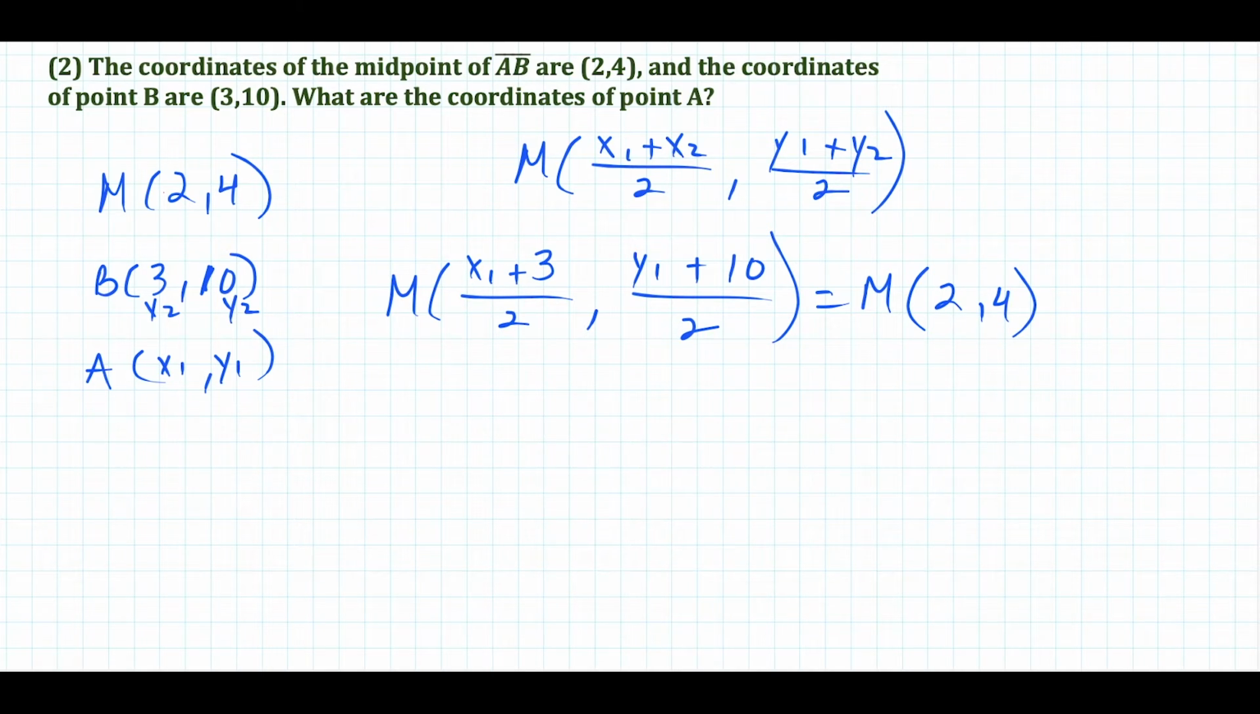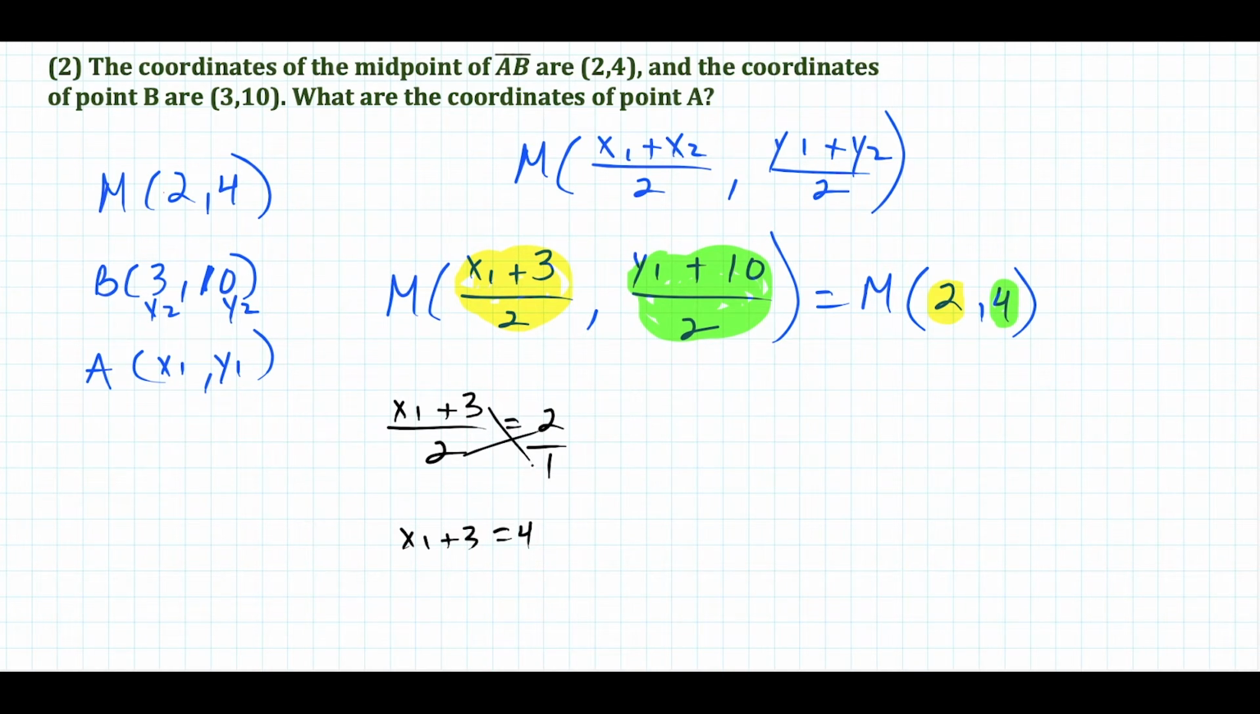The only way for this to work out is if the x coordinate, x1 plus 3 divided by 2, is equal to 2, and the y coordinate, y1 plus 10 divided by 2, is equal to 4. So we could set up two separate equations. We set up x1 plus 3 divided by 2 equal to 2, and solve this first. Cross multiplying, we have x1 plus 3 is equal to 4, and subtracting 3 on both sides tells us that x1 is equal to 1.